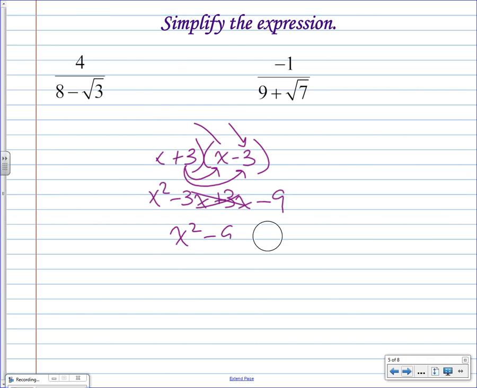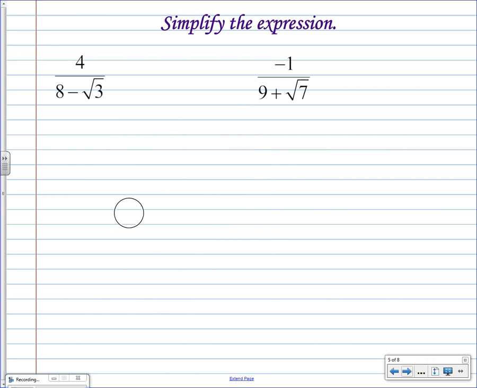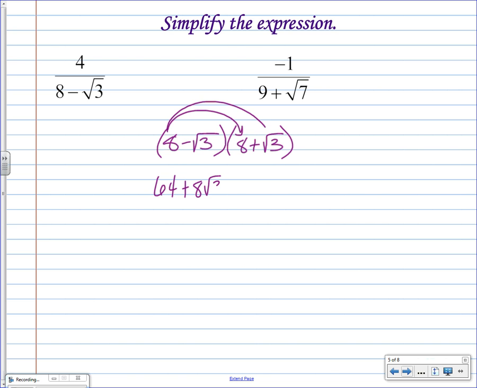Okay, so now we're going to look at that with a square root. So if I have 8 minus the square root of 3, and we might as well just do one that I have to do the problem on anyways, I'm going to do 8 plus the square root of 3. And I'm going to do exactly what we just did and distribute out. So 8 times 8 is 64, and 8 times the square root of 3 is 8 square root of 3. 8 times the negative square root of 3 is negative 8 square root of 3. And negative square root of 3 times square root of 3 is negative 3.